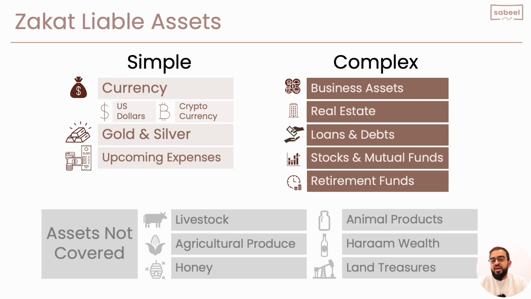So there are multiple zakat liable assets. Now we split them into two categories of simple and complex. These are our approach of explaining the different types of zakat liable assets there are. We'll go into the specifics of them in the following slides.